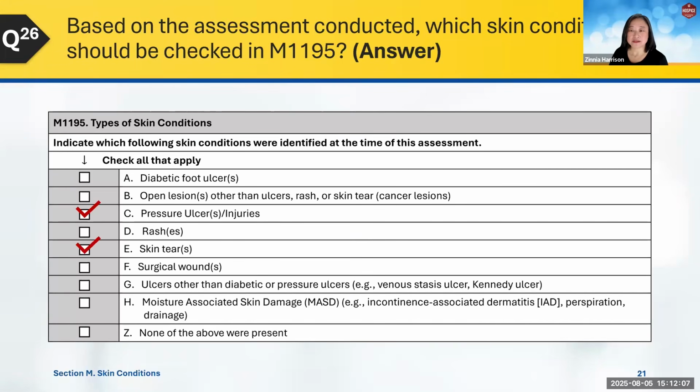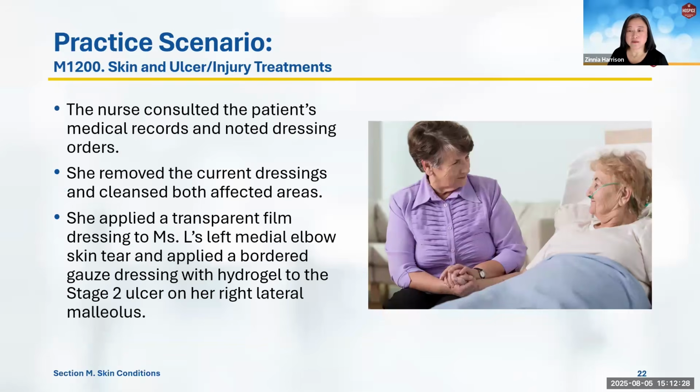So the correct response is to check C and E because she has a skin tear on her left elbow, a stage 2 pressure ulcer on her lateral malleolus, and a stage 1 pressure injury on her coccyx. Okay, so let's continue. And we have more on the scenario. The nurse consulted the patient's medical records and noted dressing orders. She removed the current dressing and cleaned both affected areas. She applied a transparent film dressing to the skin tear and applied a bordered gauze dressing with hydrogel to the stage 2 ulcer on her right lateral malleolus.